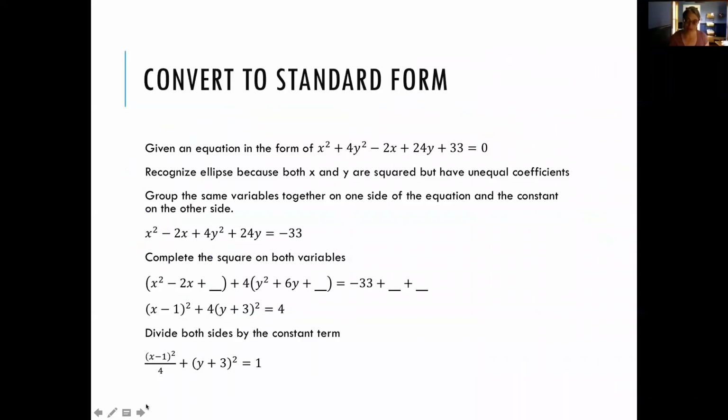So just as with parabolas and circles, we need to be able to convert from expanded form, something like x squared plus 4y squared minus 2x plus 24y plus 33 equals 0, into standard form. Now, we can recognize that this is an ellipse because both x and y are squared. They have coefficients of the same sign. So they can be either both positive or both negative, but they have to be the same sign and a differing numerical value. So we recognize this as an ellipse.